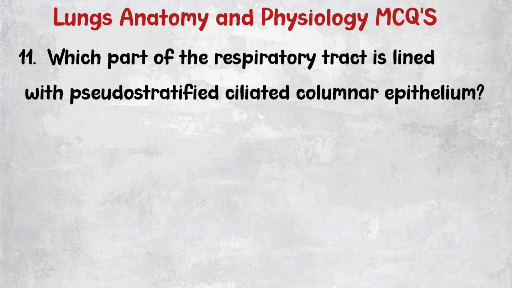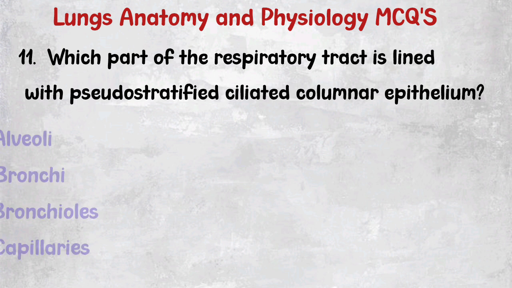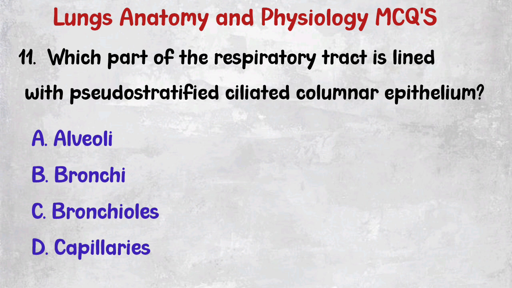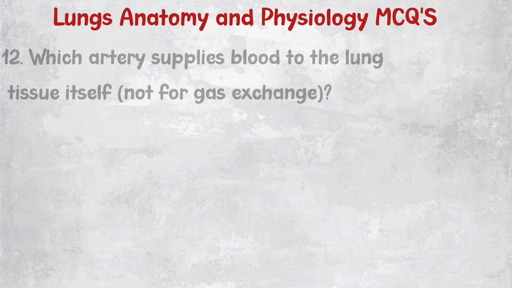Which part of the respiratory system is lined by pseudostratified ciliated columnar epithelium? We have A. The alveoli, B. The bronchi, C. The bronchioles, and D. The capillaries. The answer here is B. The bronchi. The bronchi are actually lined by pseudostratified ciliated columnar epithelium, and this helps to trap and move particles out of the airways.